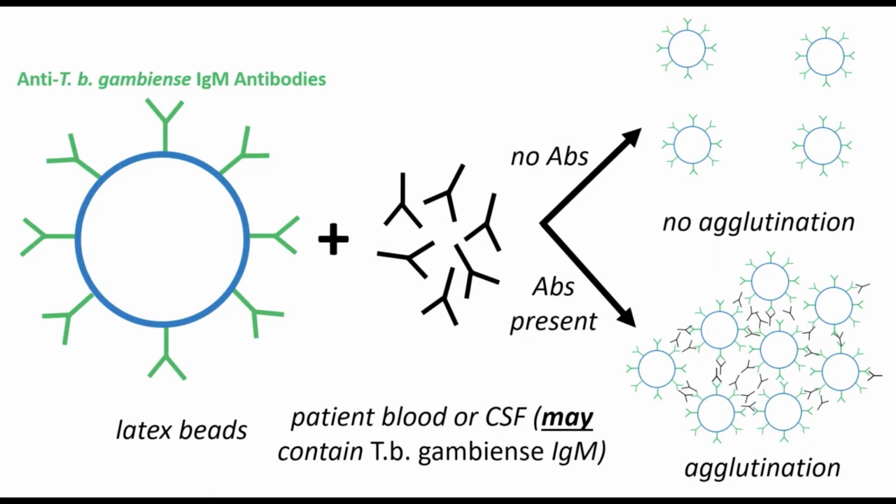T. b. gambiense is detected in the blood using latex beads coated in antibodies specific for IgM antibodies that are generated in the immune response to trypanosomes. If these antibodies are present, they will bind to the antibodies on the beads and cause agglutination.